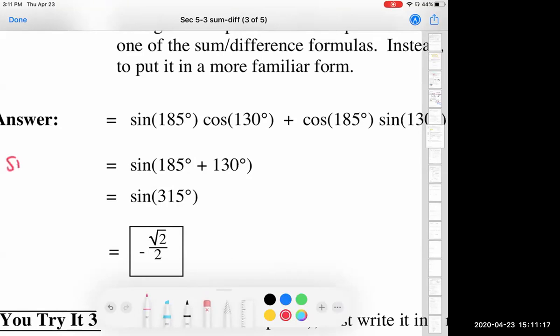So I know this is sine of A plus B. And that's what we have here. That's our A and that's our B. And we can add them. When we add them, hey, that's the value in the unit circle. And that's so cool because then I can tell you what that is. So sine at 315 is negative square root of 2.